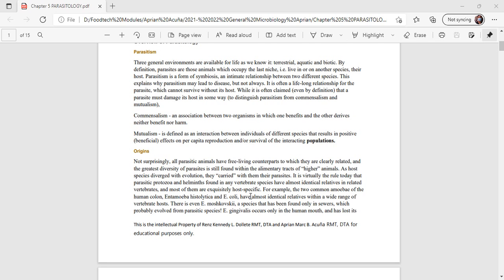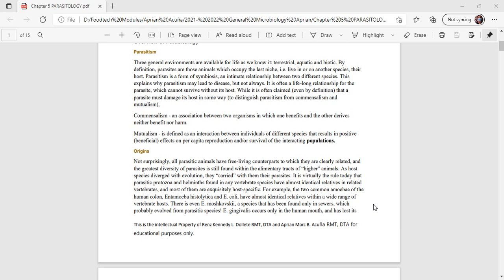Sa aton nga origin sa aton nga parasitology, okay, not surprisingly, all parasitic organisms have free living counterparts to which they are clearly related, and the greatest diversity of your parasite is still found within the alimentary tracts of higher animals. As host species diverge in their evolution, they carried with them their parasites. It is virtually the rule today for your parasitic protozoa and your helminths found in your vertebrate species to have almost identical relatives in the human colon, like Entamoeba histolytica and E. coli, and almost identical relatives within a wide range of your vertebrate nga hosts.